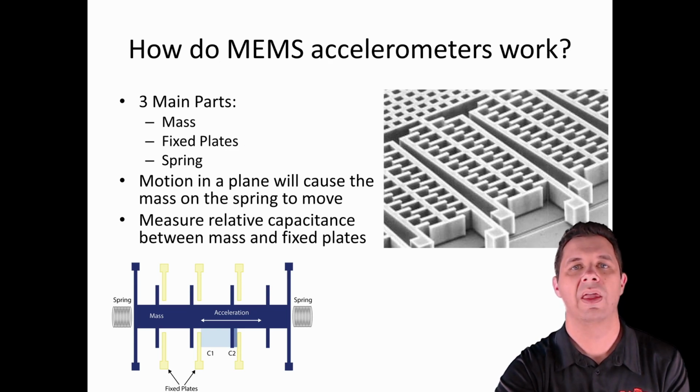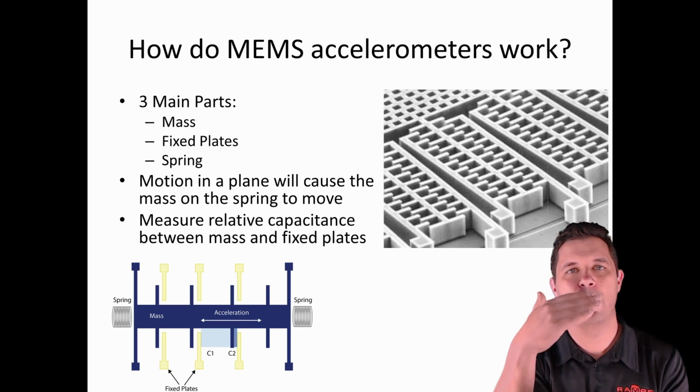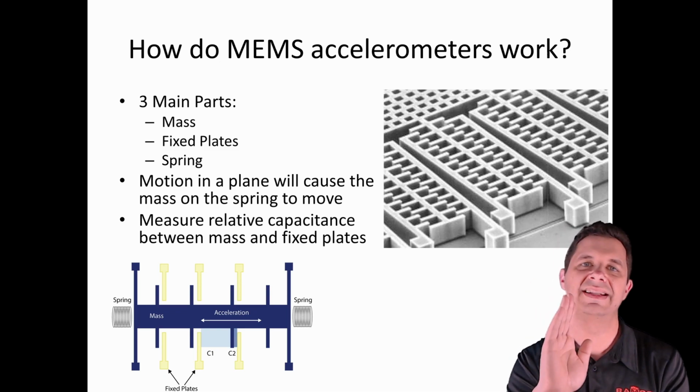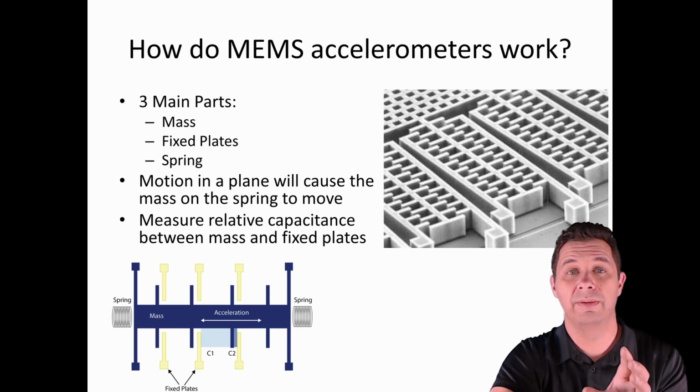We duplicate this for each plane. So we have one of these orientated on one plane and then another plane and another plane to give us that 3-axis accelerometer motion.